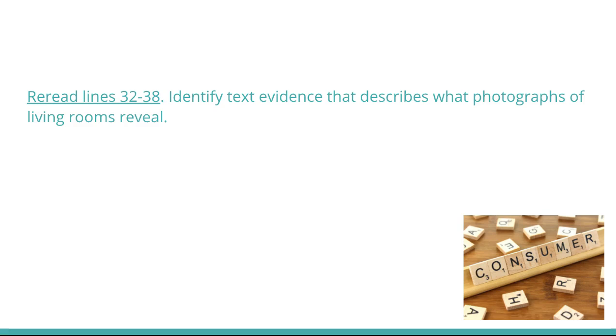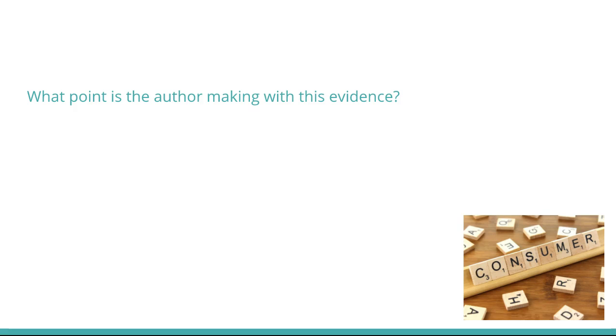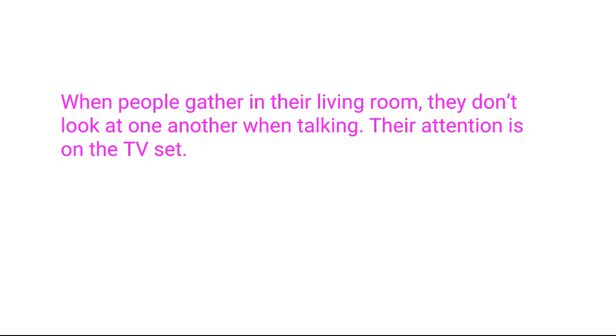Identify text evidence that describes what photographs of living rooms reveal. Pause while you think. The photos repeatedly reveal spaces organized around televisions. What point is the author making with this evidence? Pause while you think. When people gather in their living room, they don't look at one another when talking. Their attention is on the TV set.